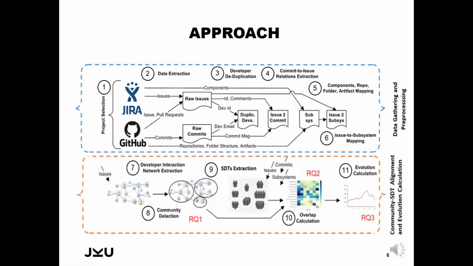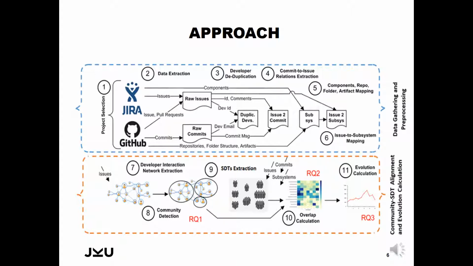To move further, in step 7, we build the software interaction network from developers' involvement in issues, such as contributing code or commenting. We model the developer interaction network as an undirected graph with developers as nodes and edges between those developers that interact. For the purpose of community detection, we used OSLOM, which finds communities present in the developer interaction network.